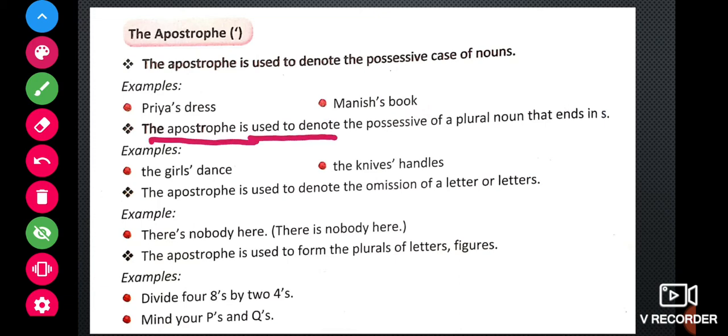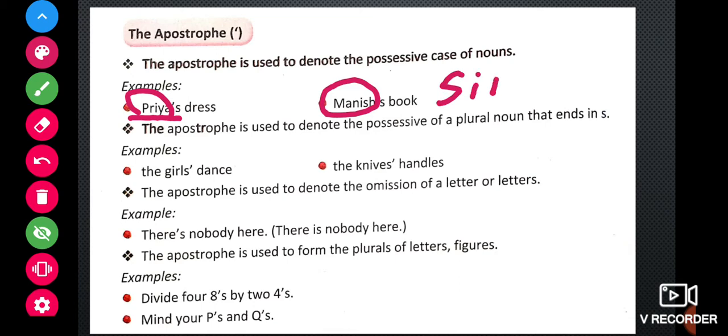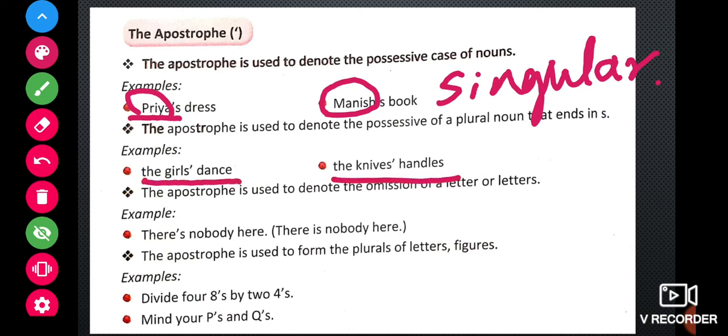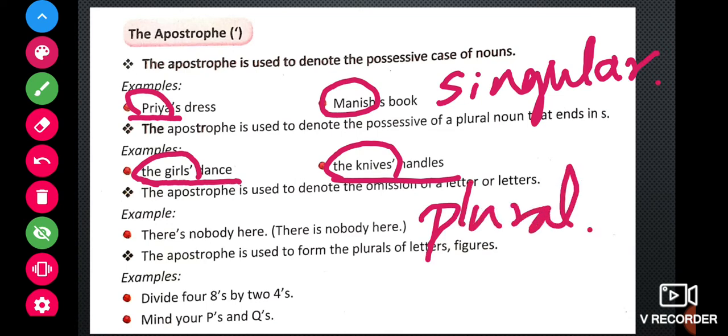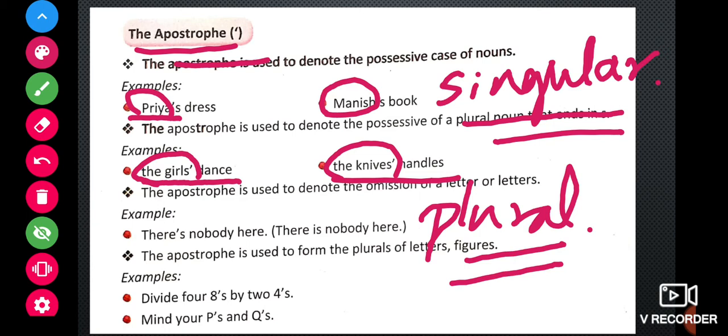The apostrophe is used to denote the possessive of plural nouns that ends in S. So, if you notice the previous example, Priya and Manish, these nouns are singular nouns. And the examples here: the girls' dance, the knives' handles. Here the girls and the knives, they are plural nouns. So apostrophe is used in possessives of singular noun as well as in possessives of plural noun.